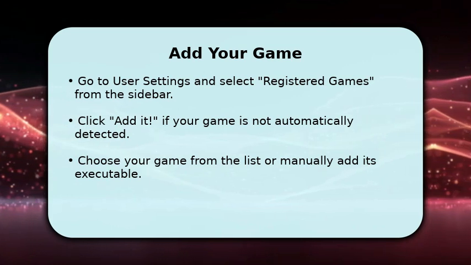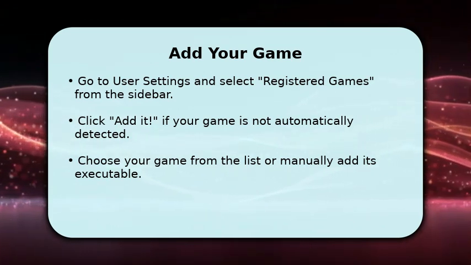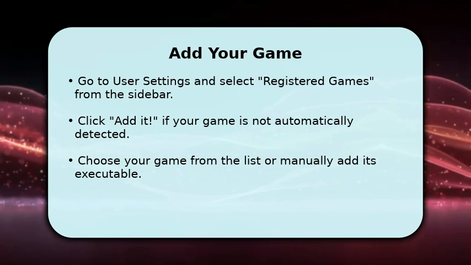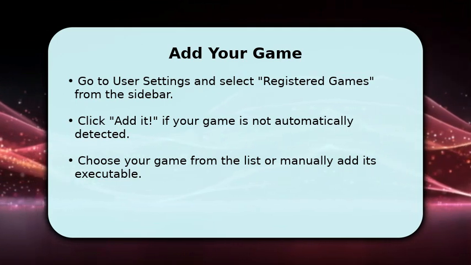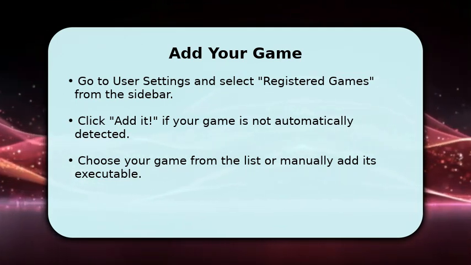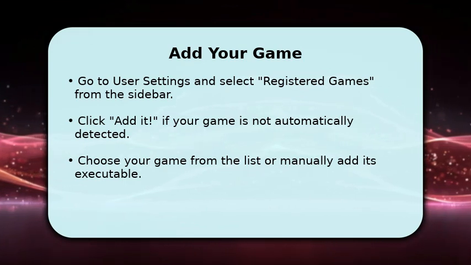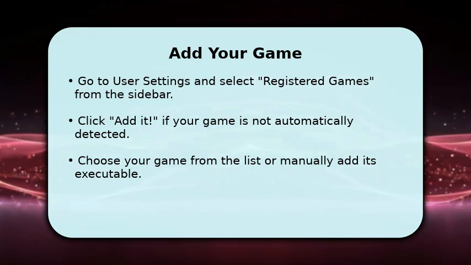Discord often detects games automatically, but if yours isn't listed, click the Add It button. A drop-down menu will appear, allowing you to select your running game or manually browse for its executable file. This step ensures Discord recognizes what you are playing.